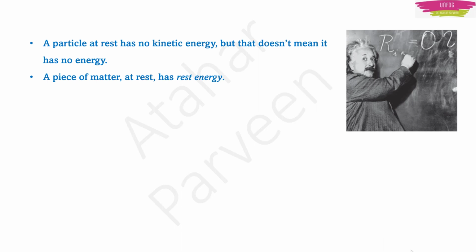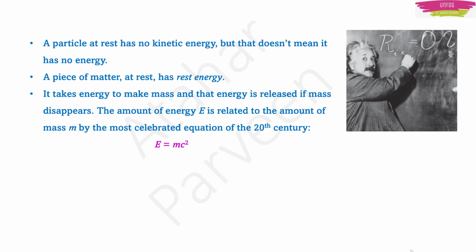The concept which Einstein presented was that it takes energy to make some mass, and that energy is released only if the mass is disappearing. So the amount of energy will be related to the amount of mass. This is related with the most celebrated equation, E is equal to mc square.